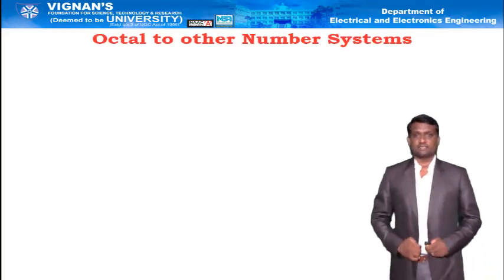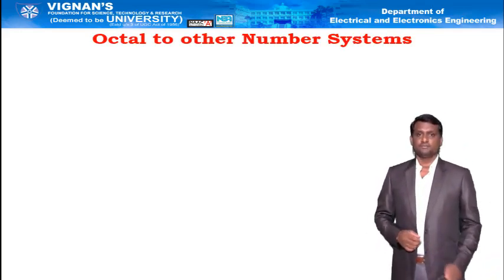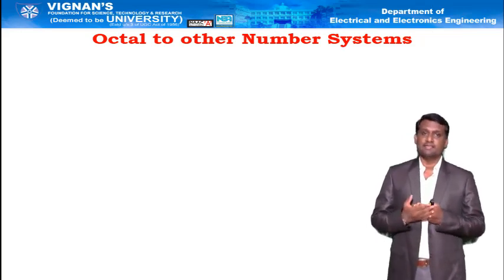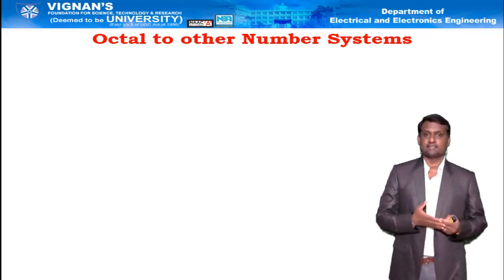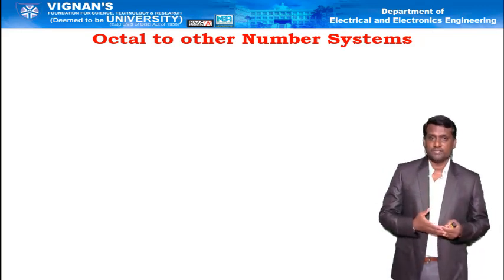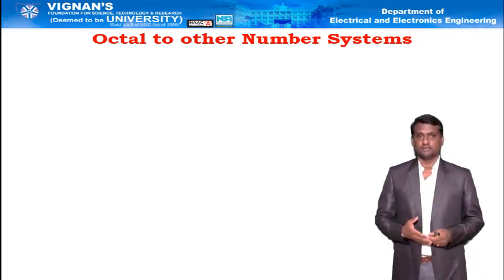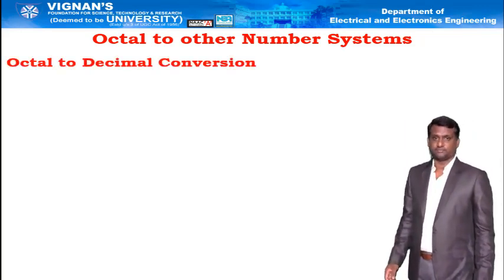The next number system is octal to other number systems. That means now we have an octal number system, that is base 8 system. Now we need to convert into other number systems, that is base 10 system, base 2 system, base 16 system. First we will see octal to decimal number system.